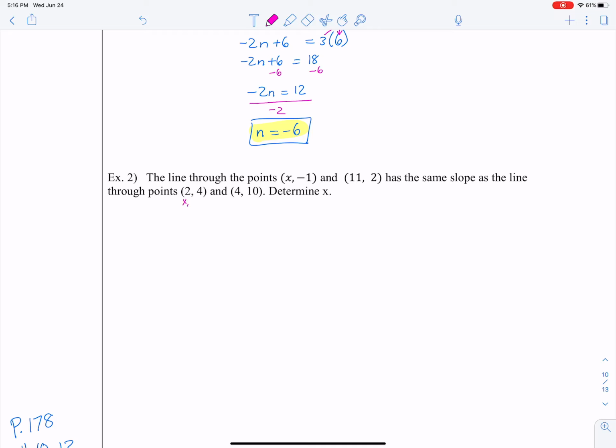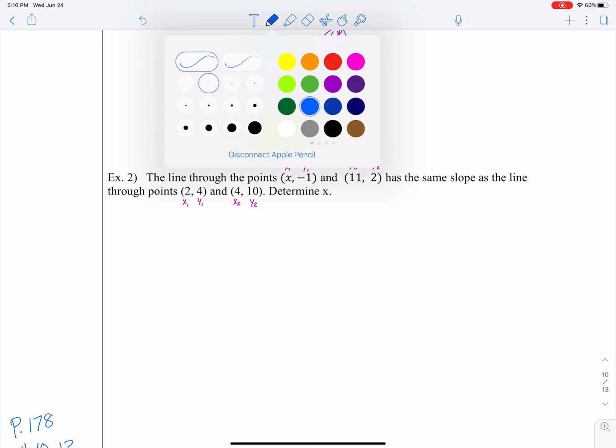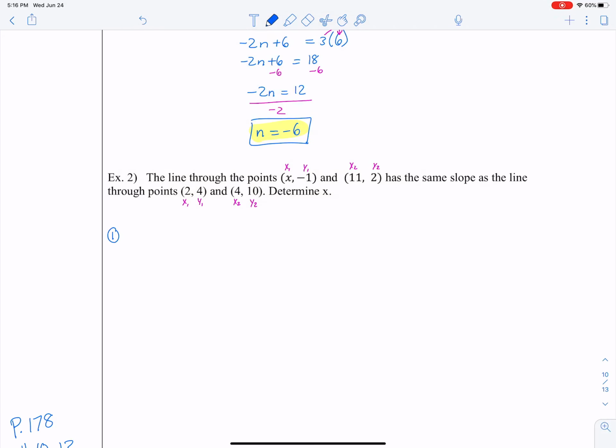So we'll label x1, y1, x2, y2 for these ones. We're going to start with whatever set of points has no letters, that has all the numbers in it. This one has a letter, this one has no letters, so we're going to start with this set of points. Our step 1 is going to be to find the slope.